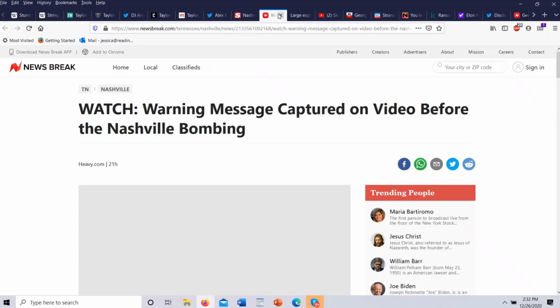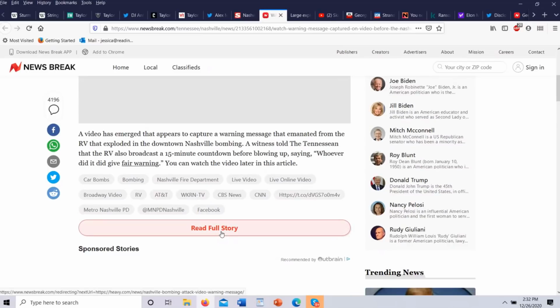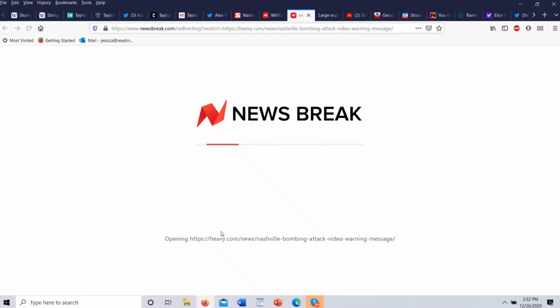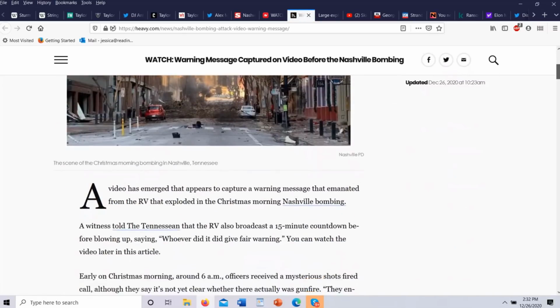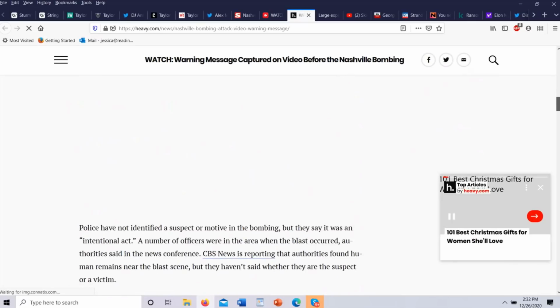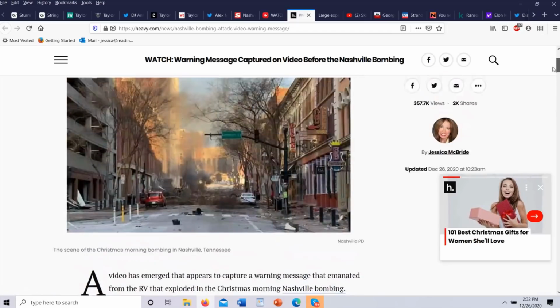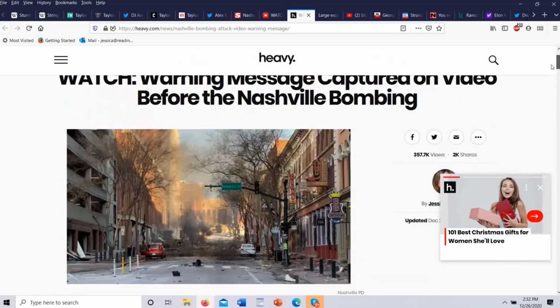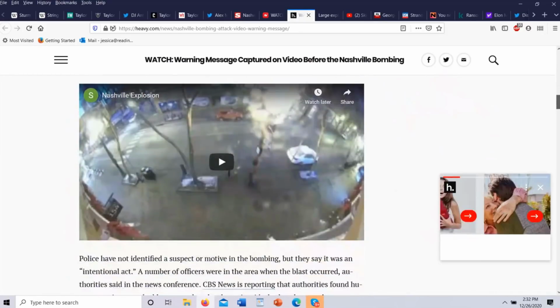We have another article here. There was a warning message captured on the video before the bombing. And let's see if we get over to read the full story. And I think there was some video somewhere. Waiting as everything loads up. You can see there's that exact same picture again. Yeah. On purpose. Yep. Here it is.